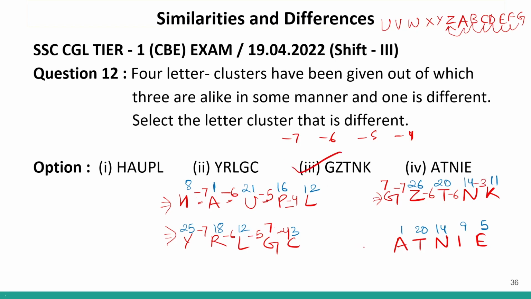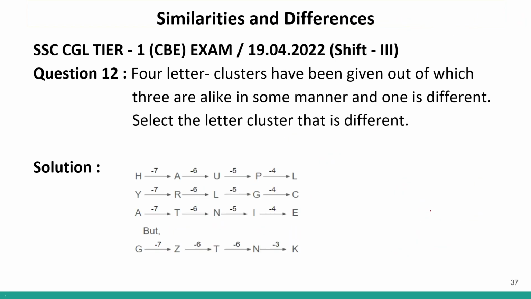Let us quickly check for this one also. If we look at this question, this is 1, this is 20. Sorry, I've already given them ranks, right? So 1 to 20 is minus 7. A, if I go here, 1, 2, 3, 4, 5, 6, 7. This is minus 7, this is minus 6, this is minus 5, and this is minus 4. Correct? So this also follows the same logic. So the only term which is different is GZTNK, which is option number 3. So option number 3 will be your correct answer.